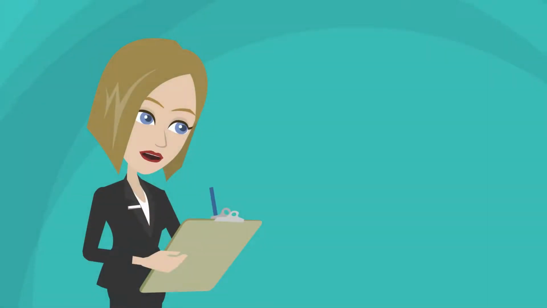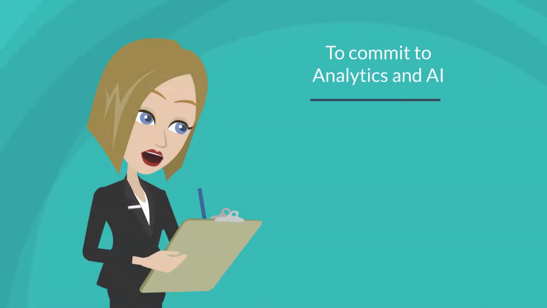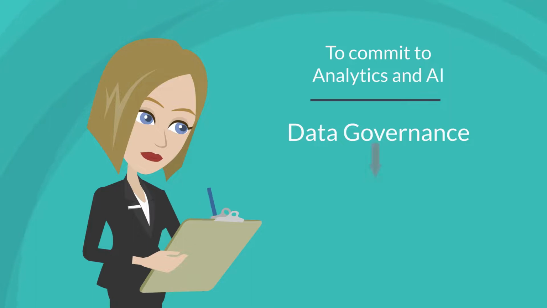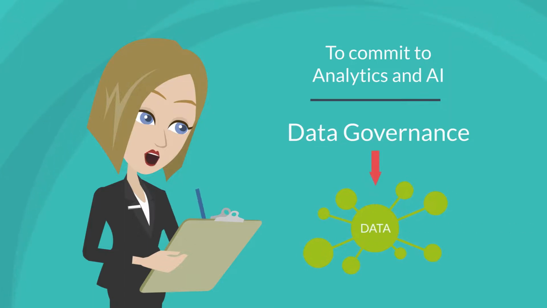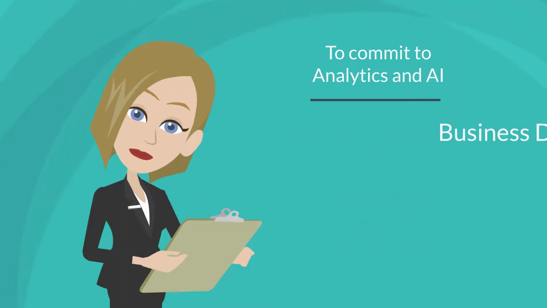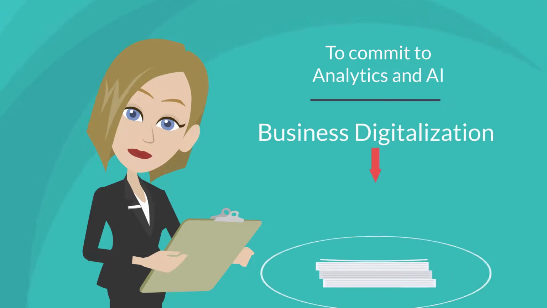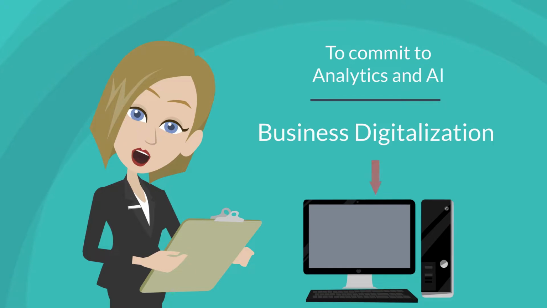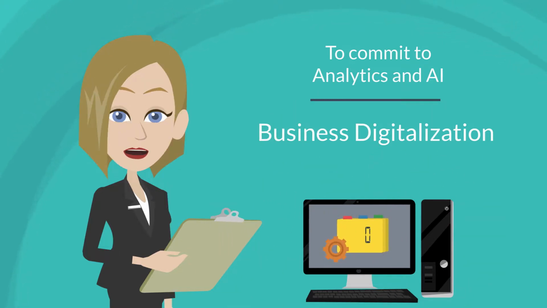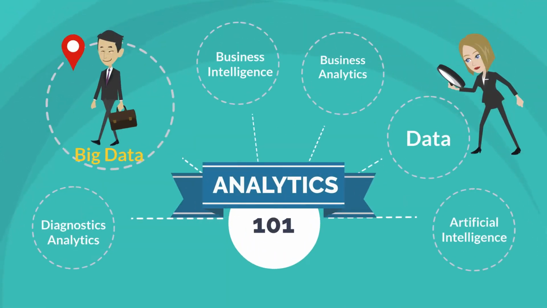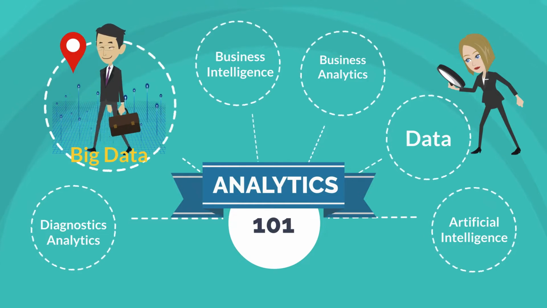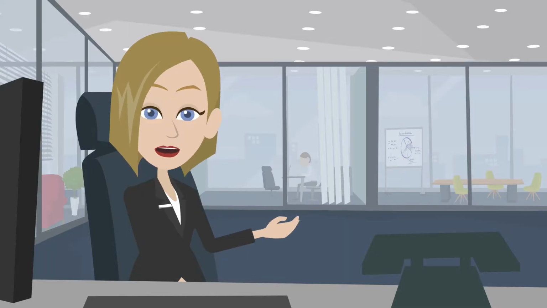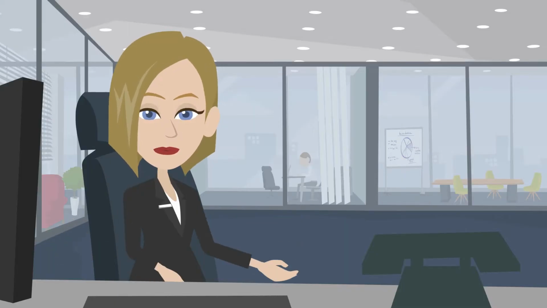To commit to analytics and AI, we also need to commit to things like data governance, which helps define and ensure proper controls for data, and business digitalization, which is the exercise of replacing manual and paper-based processes with automated processes to generate and store data in a digital format to improve its quality for use in analytics. Hopefully these terms now make more sense to you, and it will be easier for all of us to discuss the important topics of analytics at the Coast Guard and DFO.